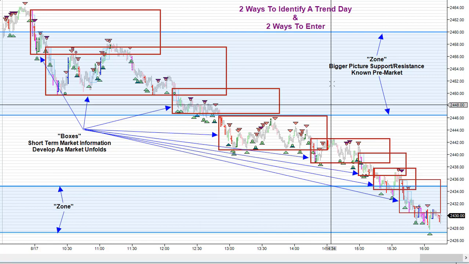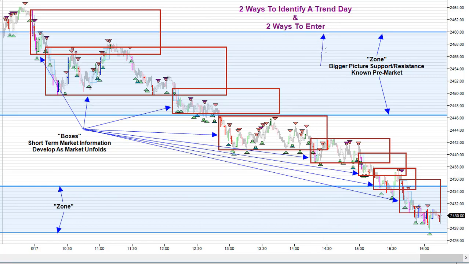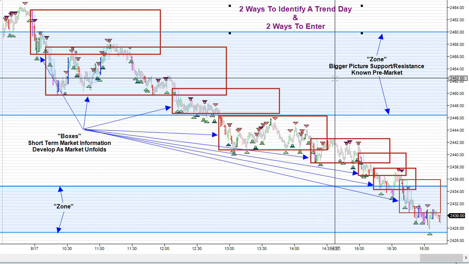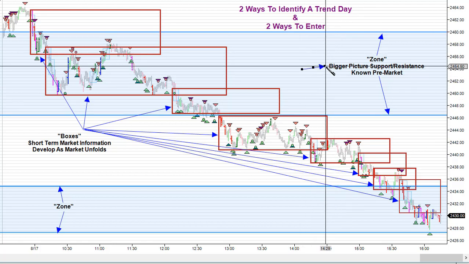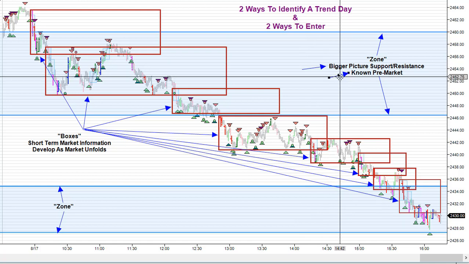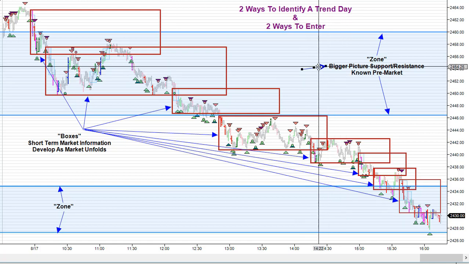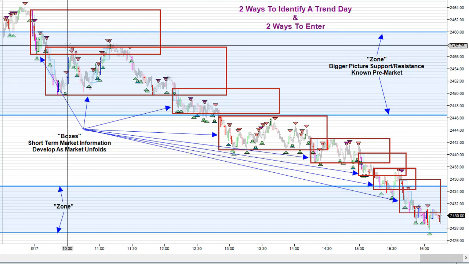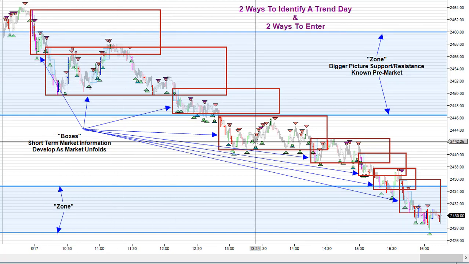You can see these big blue drawn out areas here are what we call zones, and these are bigger picture areas of support and resistance that we know about before the market opens. So we have these drawn out before the market opens every day, and we want to see how the market reacts around those. That's giving us one piece of information, on an intermediate or a little bit bigger picture time frame. And then you can see here, these are drawn in red, these boxes throughout the day.